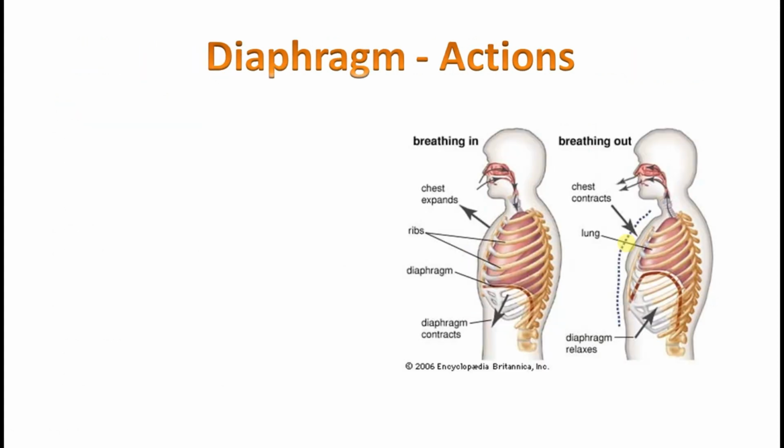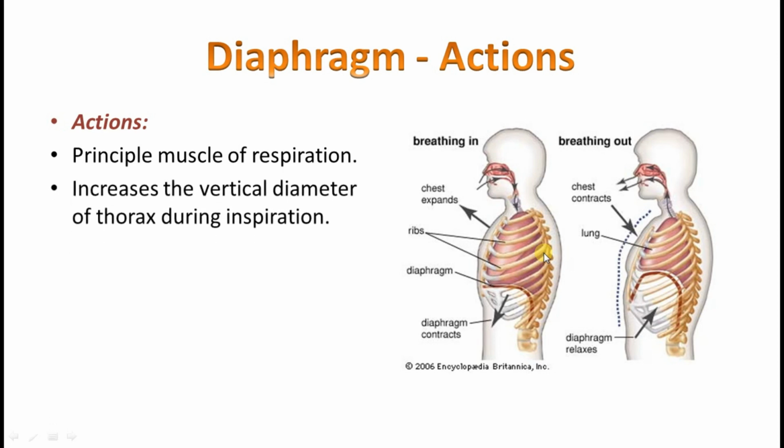Coming to the actions of the diaphragm, I told you it's a principal inspiratory muscle. When the diaphragm contracts, it moves downwards and thereby increases the vertical diameter of the thorax, or the height of the thorax. Further, as you inspire, once the diaphragm has descended, the ribs elevate and the anterior-posterior diameter of the thorax also increases.